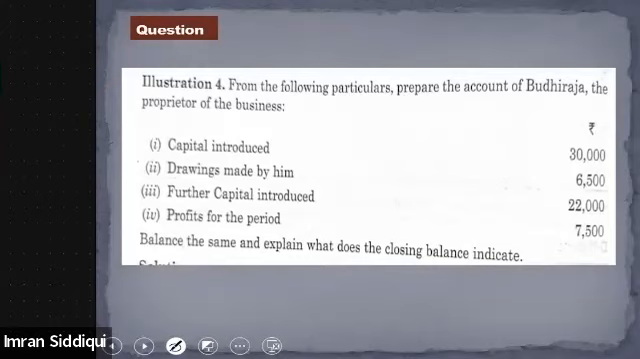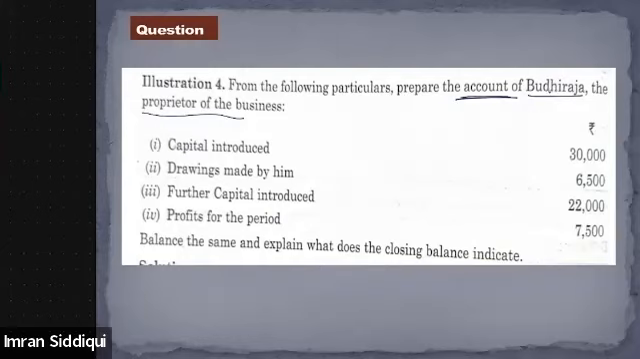All right, everyone. So see, in this question, what does it say? In this question, we are not required to pass the journal entry. Instead, it says that from the following particulars, prepare the account. We just need to prepare an account of Buddhi Raja, the proprietor of the business. Buddhi Raja is the owner of the business, and for this owner, we need to prepare the account. Keep that in mind.